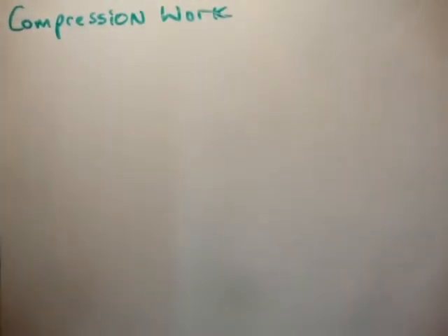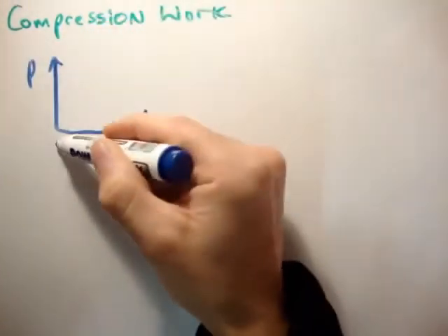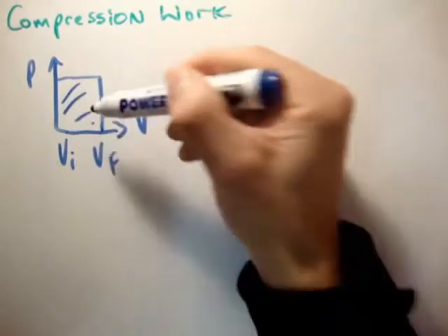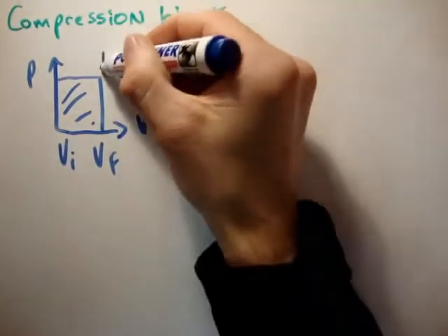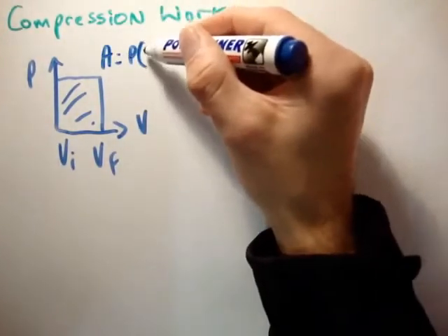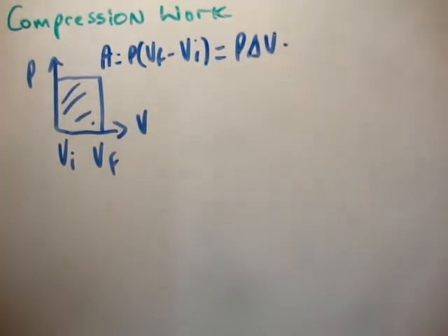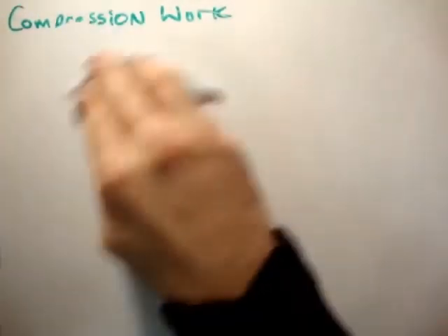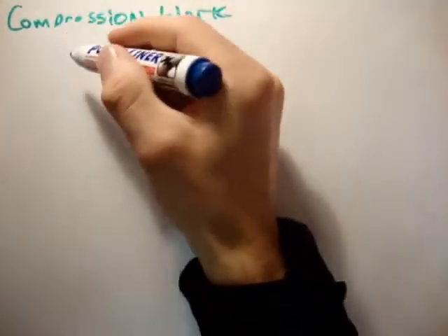So let's think about this then. If we look at a pressure volume graph, here's our volume, there's our pressure, there's VI, VF. In this case we are expanding the gas. So what's the area of this particular shape? Well, the area A is equal to the pressure times VF minus VI, which is P delta V. We said a moment ago that the work done is negative P dV. So it looks like the area on a pressure volume graph is equal to the work done, or negative that is the work done.